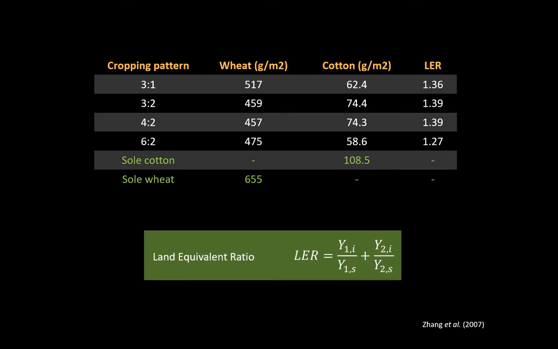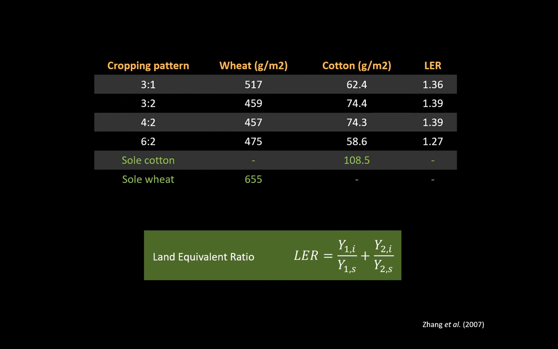Such performance of an entire intercrop is usually expressed using the term land equivalent ratio. That is the sum of the relative yields of both species. So that means that the relative yield of wheat in this case, which is the wheat yield in the intercrop divided by the wheat yield in the sole crop, is added to the relative yield of the cotton, which is the cotton yield in the intercrop divided by the cotton yield in the sole crop.